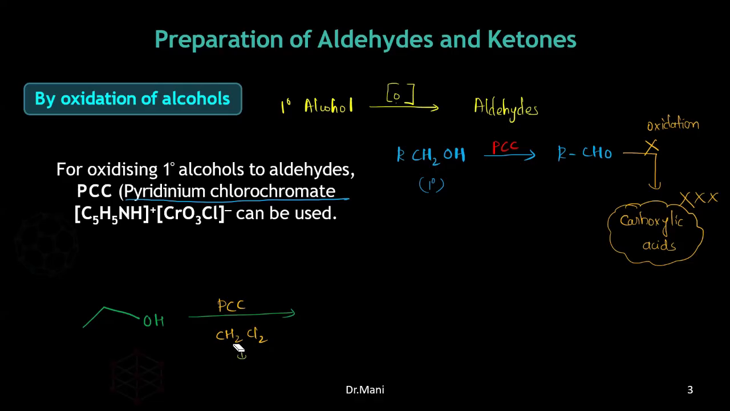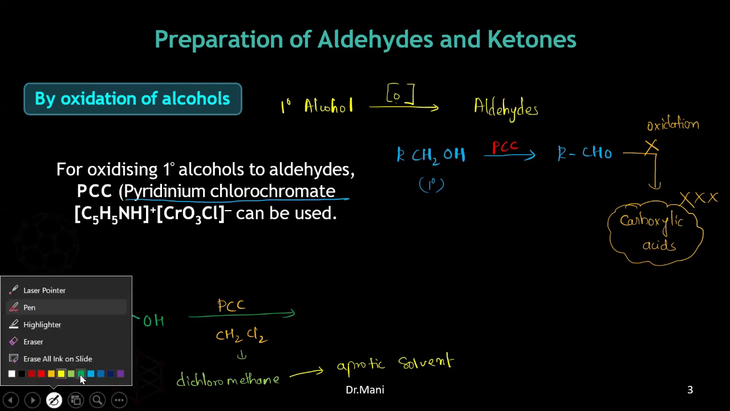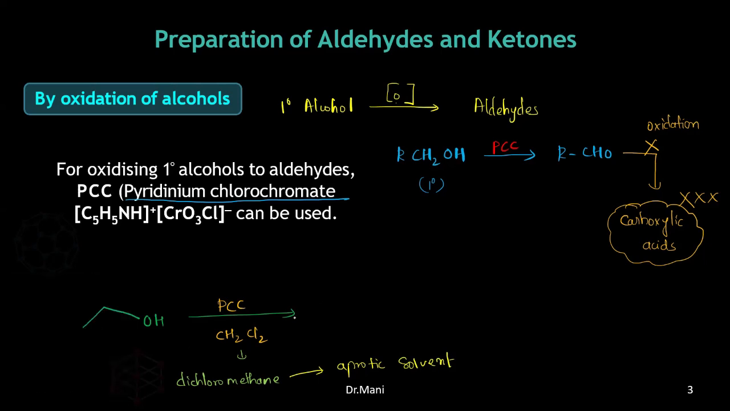Only a single carbon is there. So why do we call it dichloromethane? Just remember this. Here the dichloromethane acts like an aprotic solvent, and this will be converted into the aldehyde.